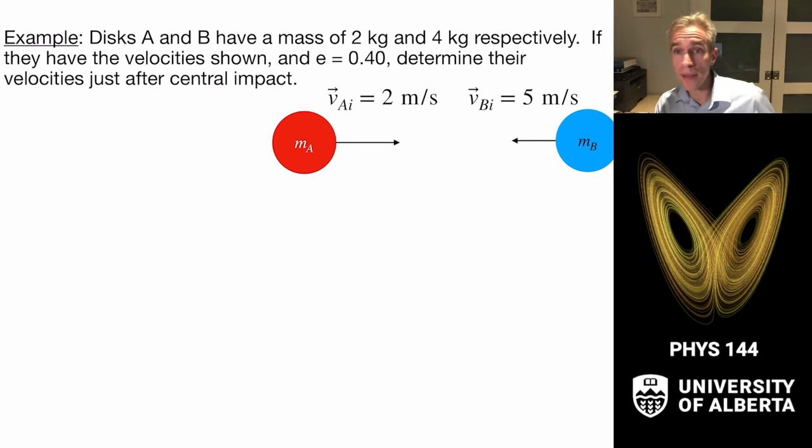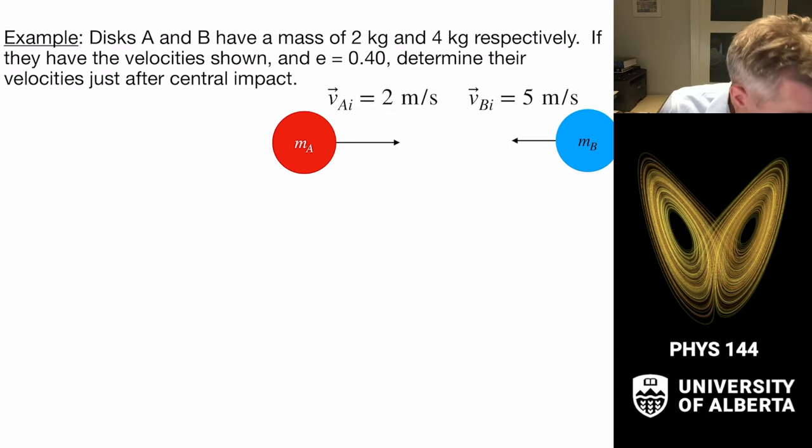So let's apply this as our final trick of the day. Let's figure out the collision between two disks, which are sliding on a horizontal surface with masses 2 kilograms and 4 kilograms respectively, and they have the velocities that are shown, so 2 and 5 meters per second. And what we would like to know is what their velocities are just after the central impact when they collide with each other.